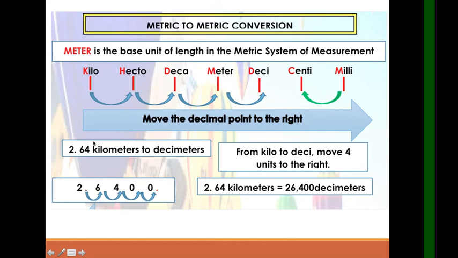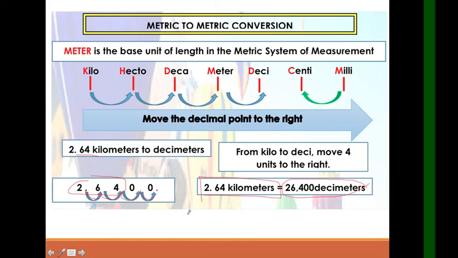Okay, so kung ito yung 2.64 kanina, di ba, given siya. So, i-move natin, going to the right siya, no? So, we will move how many? 4. So, 1, 2, 3, 4. And then, we will add 0 dun sa mga wala. So, 26400. Ibig sabihin, 2.64 kilometers ay equivalent sa 26,400 decimeters. Okay, so ganun lang siya kadali.